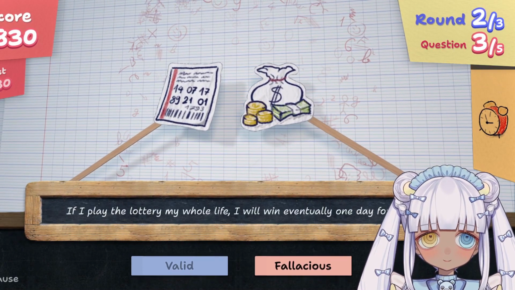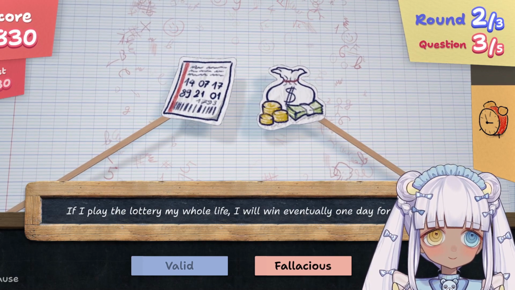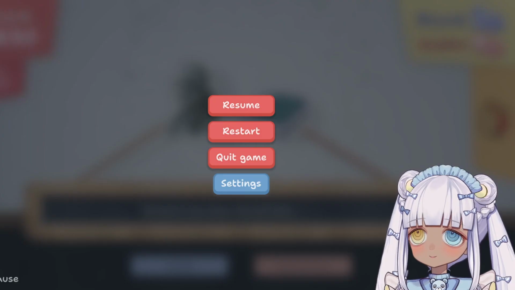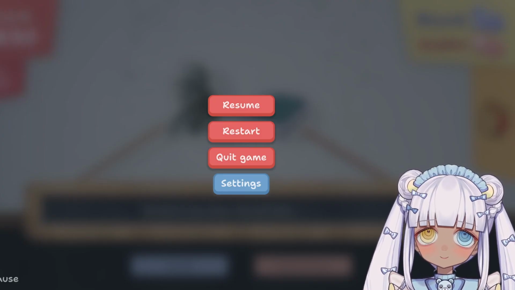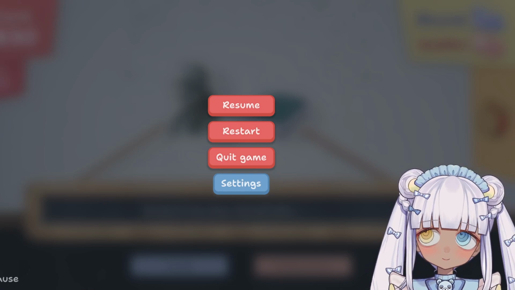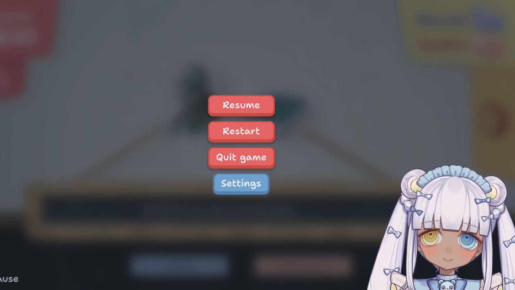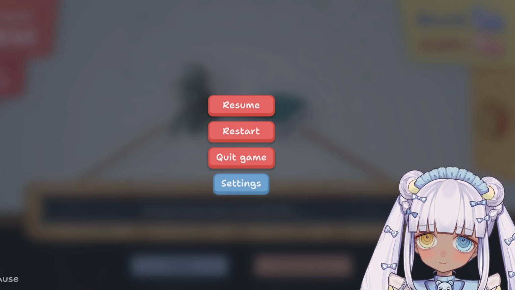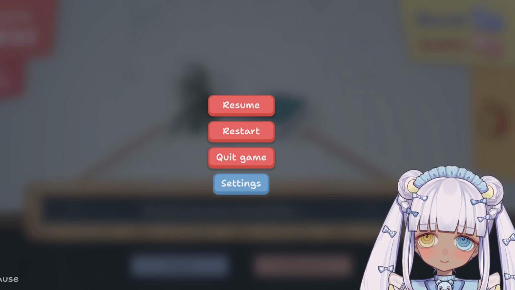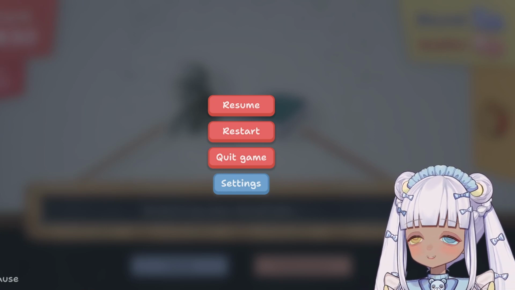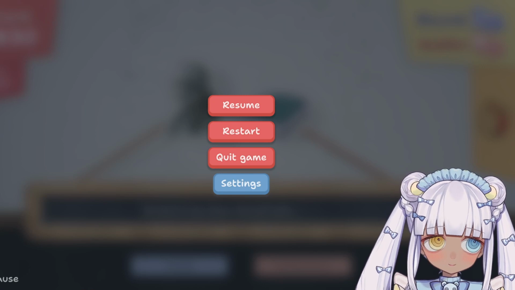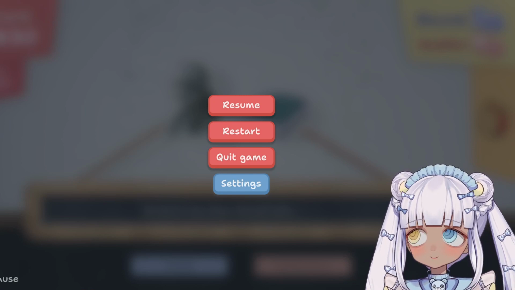If I play the lottery my whole life, I will win eventually one day for sure. Valid. No, that is valid! What? Wait, but that's a valid statement though, technically, because they never really specified what lottery. If I play the $1 million lottery all my life, at some point I am bound to win, then yes, that would be a fallacious statement. Because they didn't specify the type of lottery, that could mean anything from a scratch-off to the $1 million lottery. In between any of those, you will win the lottery at least one time.